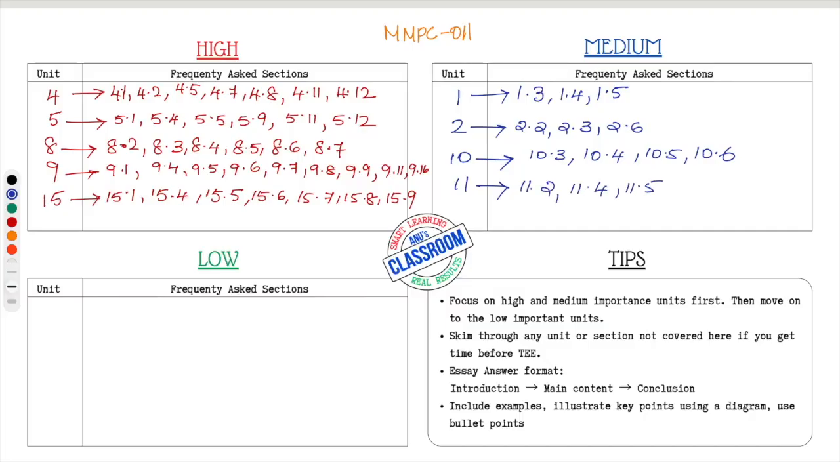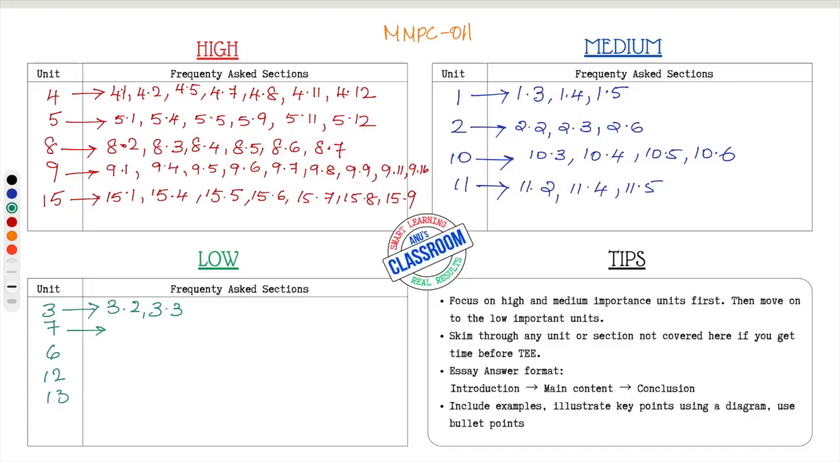Okay, now coming to the low importance. Most of the other units are low importance, including Unit 3, Unit 7, then what? Unit 6, Unit 12 and Unit 13. Okay, these 5 units are of low priority, meaning questions have been asked from these units, but not as much as what we have seen from high or medium priority units. Okay, from Unit 3, focus on 3.2 and 3.3 first, and only then move on to other sections of this unit. Okay.